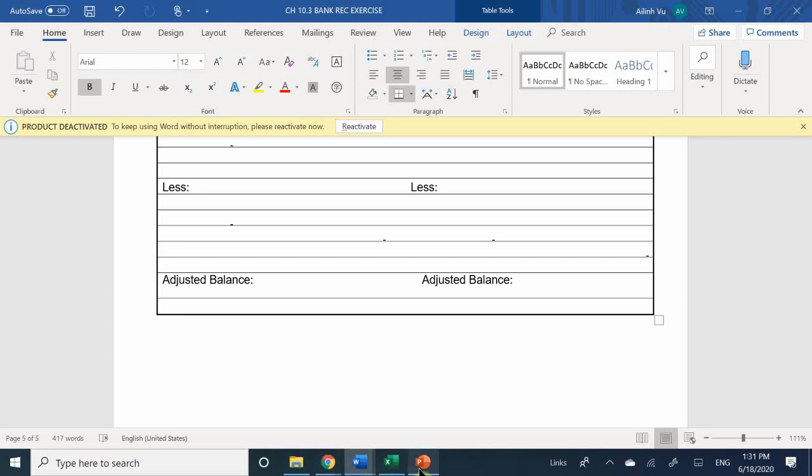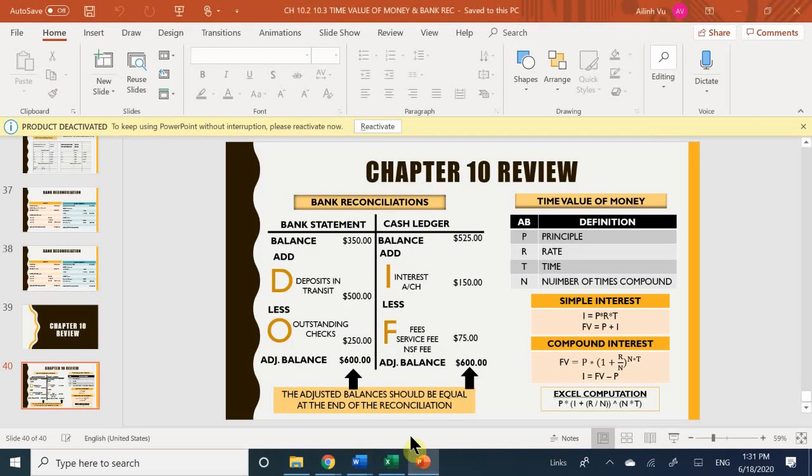So yesterday, we went over chapter 10.3, which was dealing with the bank reconciliation. Again, the easiest way to remember how to do the bank reconciliation is you're going to first identify both ending balances, in the cash ledger as well as your bank statement. Once you've done that, you're going to have to choose a side, whichever is going to work out best for you.